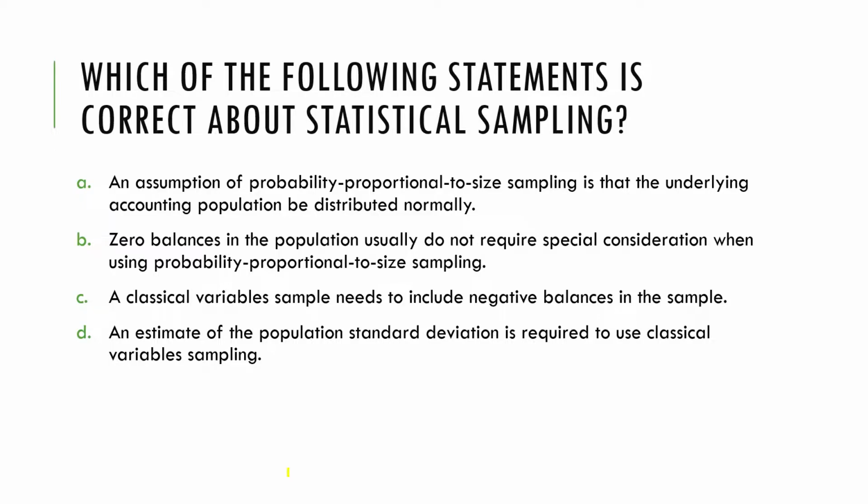Which of the following statements is correct about statistical sampling? Letter A, an assumption of probability proportional to size sampling is that the underlying accounting information be distributed normally. And actually, letter A is not a correct statement. If you can imagine or recall a normal distribution, your bell-shaped curve. Apologies, I know that's not a very pretty bell-shaped curve, but the idea of normal distribution is that there are a few items with very small balances and also a few items with very large balances, and majority of the items are concentrated here in the mean. That is in the case of normal distribution.